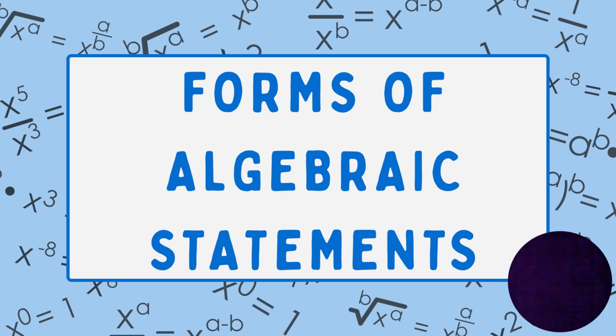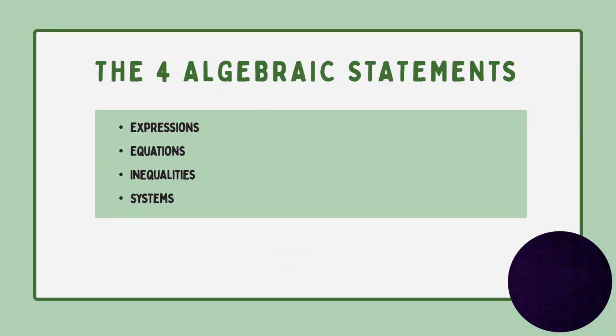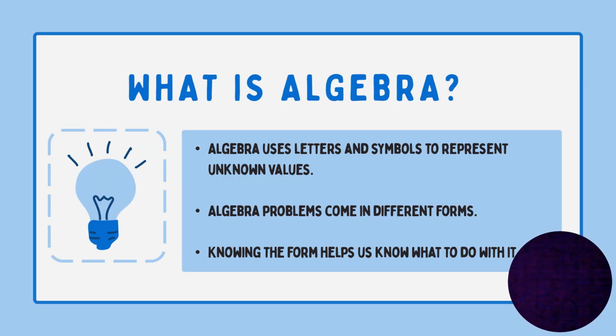Understanding the form of an algebra problem helps us know what the problem is asking us to do and how to approach it correctly. In algebra, problems usually fall into one of four categories: expressions, equations, inequalities, or systems. Even though they may look similar, each one has important differences, and those differences matter when we work with them.